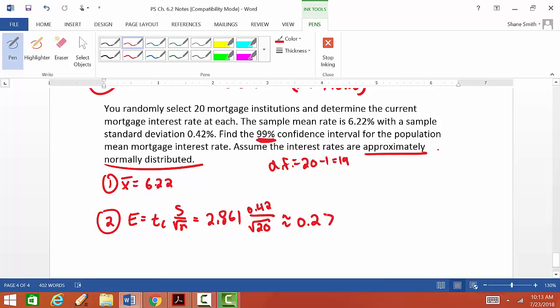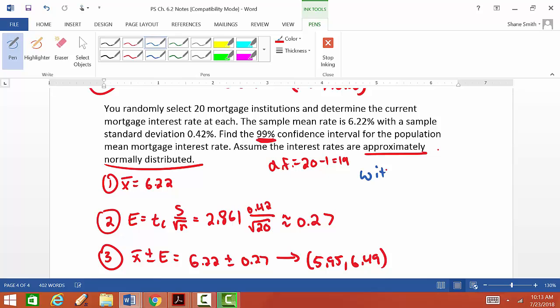Notice that now my margin of error, I'm going to put 2 decimal places because my mean and standard deviation were both 2 decimal places. And then we add and subtract the margin of error from x bar. So when we subtract, we get 5.95, and when we add, 6.49.